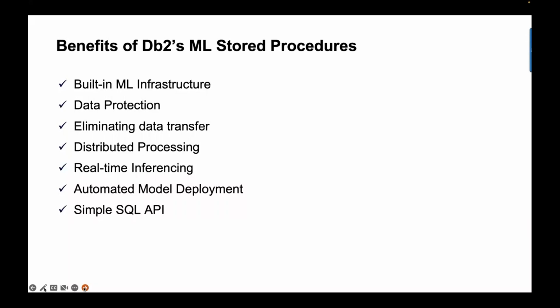Distributed processing: if your data is in multiple partitions, some of our algorithms can parallelize the learning task and also the inferencing task. Real-time inferencing: data and the model are co-located, so that cuts down the network overhead of data transfer. And then automated model deployment, as you have seen, once I trained the model it was automatically created and deployed in a table. So I did not have to do any additional step for model deployment.